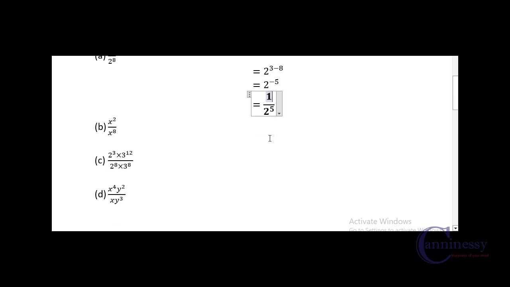So is 1 over 2 to the exponent 5. So this is our final answer. So let's get to B.